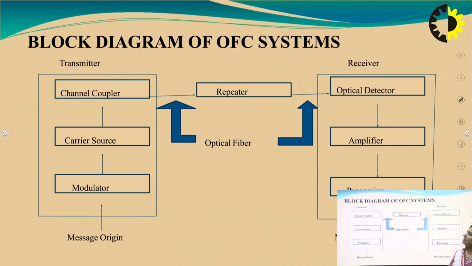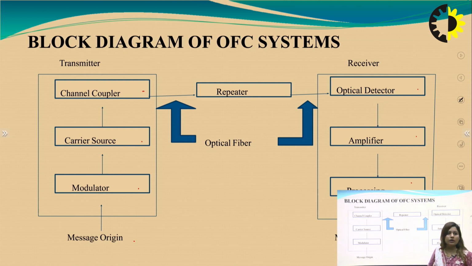So now we will discuss the block diagram of the optical communication system. In the optical communication or in any communication, we require three blocks basically. The first one is the transmitter, the second one is the medium, or you can say the channel, and the third one is the receiver. In the transmitter section, we have the message origin, the modulator, then the carrier source, then the channel coupler. In the receiver side, we have the optical detector, the amplifier, the processing units, and then the message output.